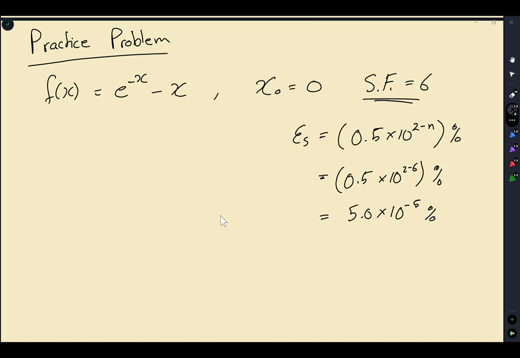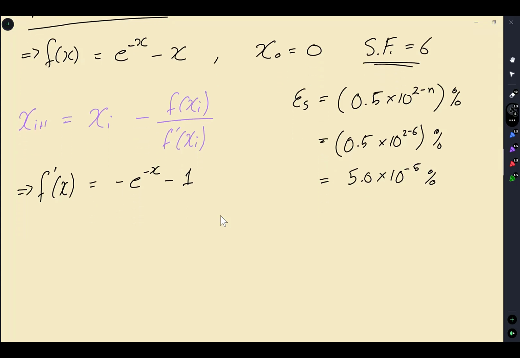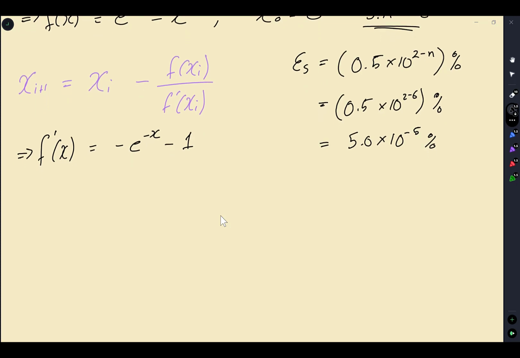All right, to apply the Newton Raphson method, if you recall, the basic equation is x i plus 1 equal to x i minus f of x i divided by f prime of x i. So in this case, we're going to need the derivative of this function. So f prime of x is negative e to the negative x minus 1. Generally in this course, I'm not going to give you derivatives that are very hard to find, just to make sure that everyone is able to do the problems without difficulty finding the derivative.